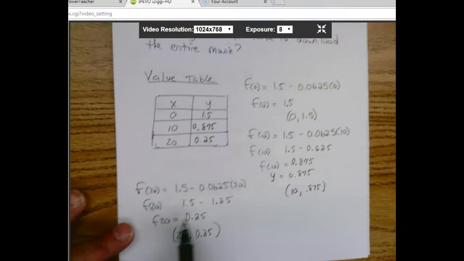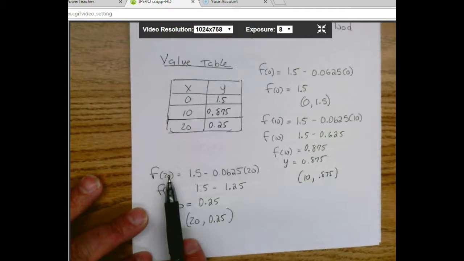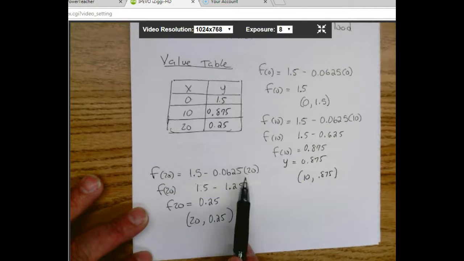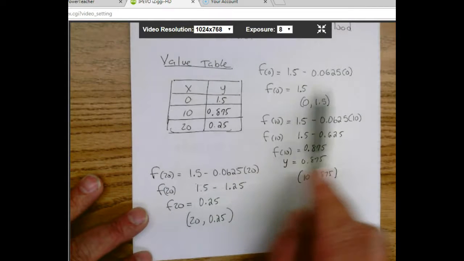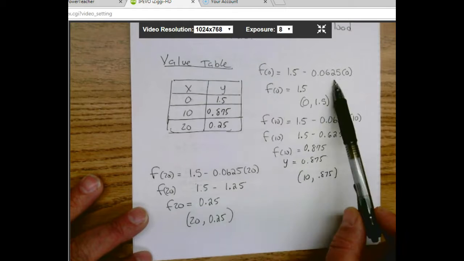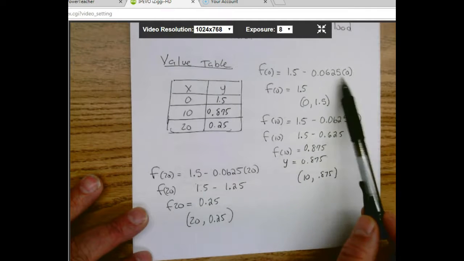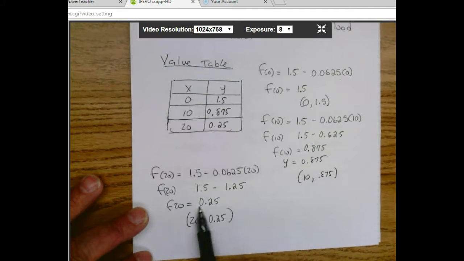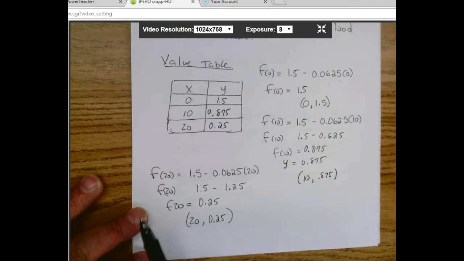And then here, kind of the same thing, we just plug in 20 this time, so 20 minutes, because the equation is just telling you how much you're going to download or how much is left after 10 minutes and 20 minutes, and the x is equal to minutes, right? So we plug 20 into the function for x: 1.5 minus 0.0625 times 20, and then we figure that out, 1.5 minus 1.25, and we get 0.25. So then we have 20 and 0.25 as that last part.